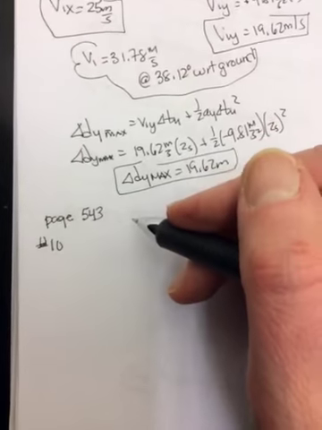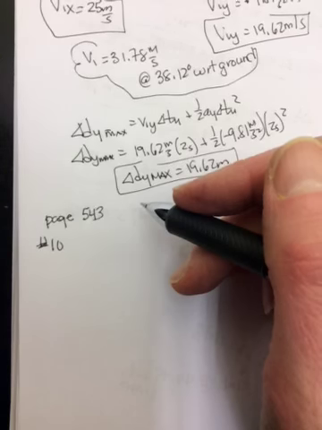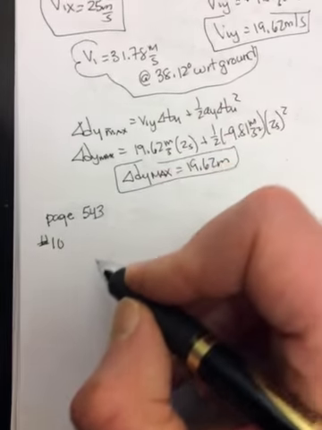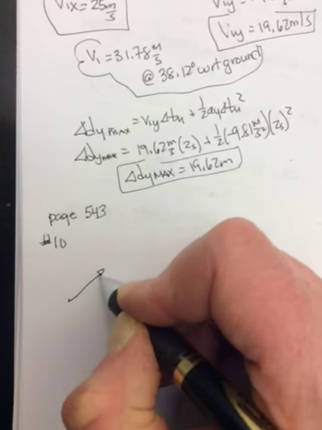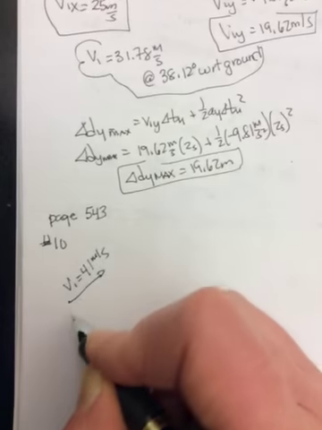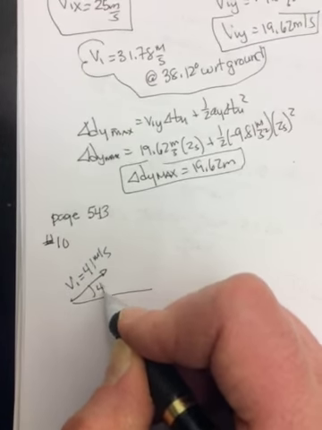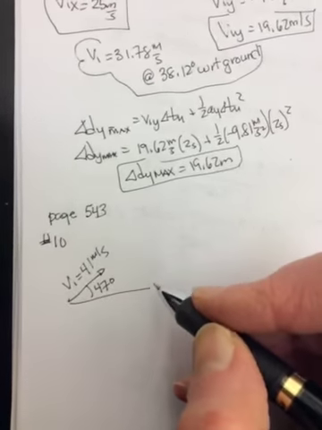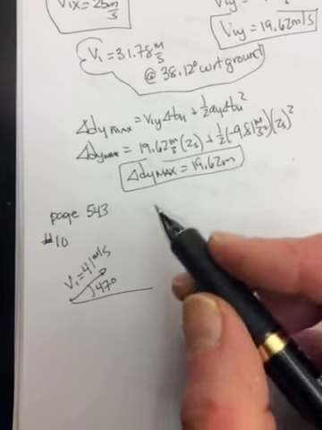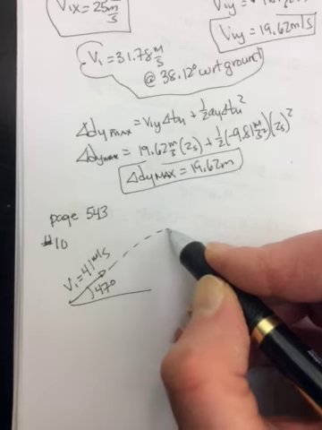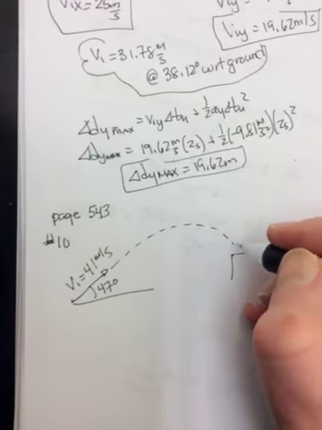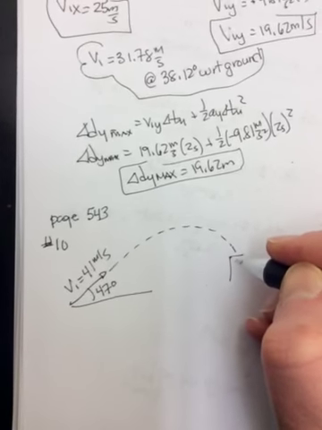Okay, page 543, number 10. A batter hits a baseball giving an initial velocity of 41 meters per second at an angle of 47 degrees above the horizontal. It's a home run, and the ball is caught by a fan in the stand. So it goes up, it comes down. Here are the bleachers. Somebody catches it here.